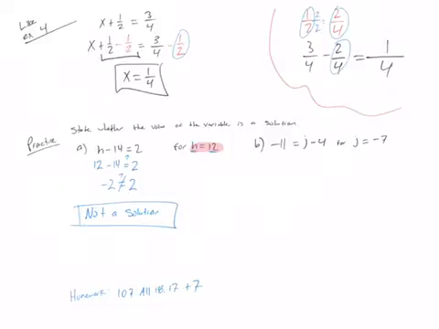So let's try this one over here. Negative 11 is equal to j minus 4. I happen to know that j is the same thing as negative 7. So I'm going to see negative 11. Is that equal to negative 7 minus 4? So I'm going to look right here. Negative 7 minus 4. So these are the same signs. I'm going to add them. 7 plus 4 is 11. I keep the same sign, so it's going to be negative 11. Is negative 11 equal to negative 11? Well, yes, it is. So I'm going to say is a solution.